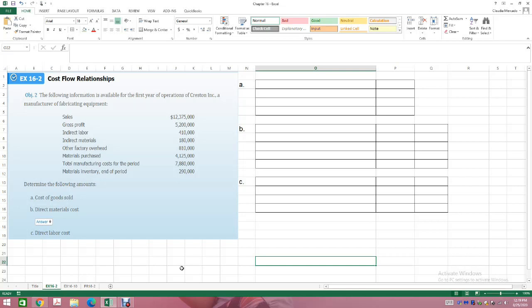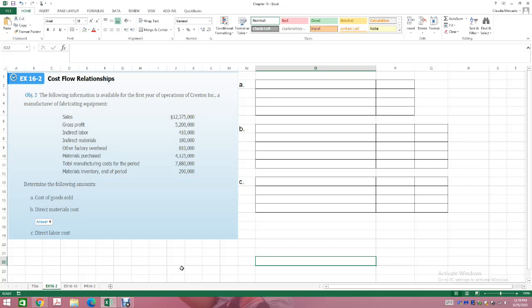$410,000, indirect materials of $180,000, other factory overhead of $810,000, materials purchased of $4,125,000, total manufacturing cost for the period of $7,880,000, and materials inventory at the end of the period of $290,000. They're asking us to calculate three things in this problem: the cost of goods sold, the direct materials cost, and the direct labor cost.